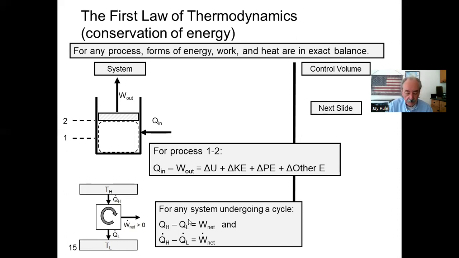Let's move on. Here's a little special case, a closed system operating in a cycle. Remember, when you see the word cycle in a problem, you immediately draw a schematic sketch like this, and you refresh your memory that for any system undergoing a cycle, QH minus QL equals W net for one single cycle, or if it's operating at a steady rate, Q dot H minus Q dot L is W dot net.